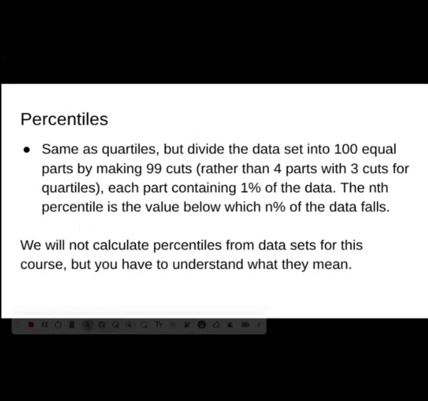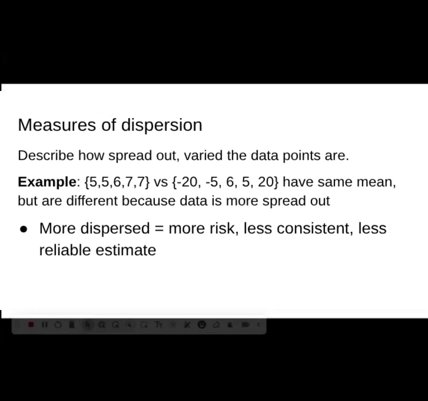So if the data set is about student scores on an exam, and each data point represents a student, that means that 86% of the students got below 70. We're not going to calculate percentiles for data sets for this course, but you have to understand what they mean.